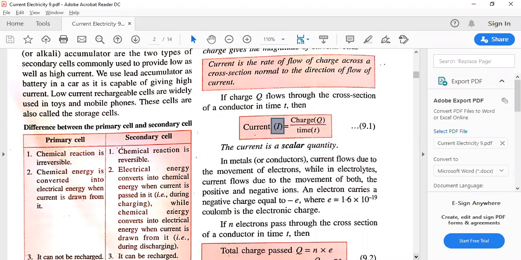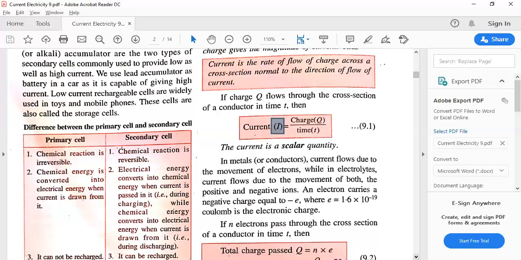Now in metals or conductors, the current flows due to movement of electrons, while in electrolytes, which are solutions, like acidified water, pure water cannot conduct electricity. If you add a little bit of acid like sulfuric acid, you can make it an electrolyte, so that electricity flows through it. Current flows due to the movement of both positive and negative ions. In any electrolyte, you will have both cation and anion.